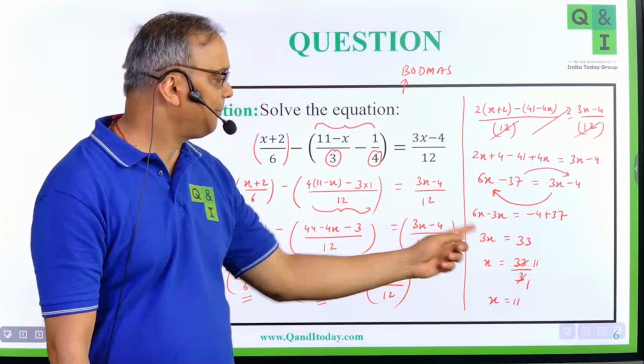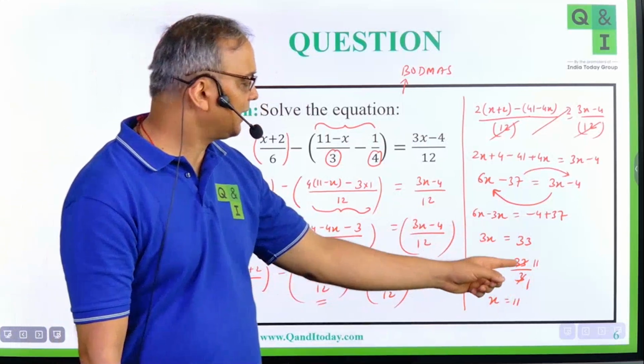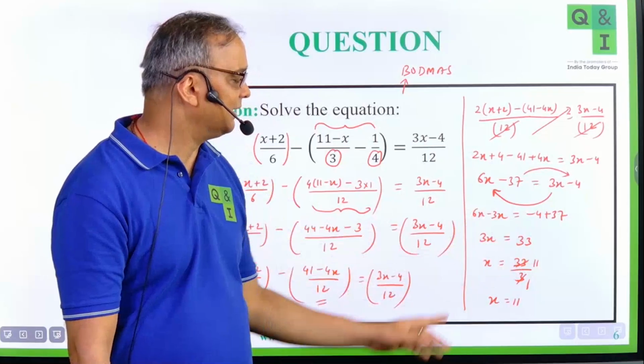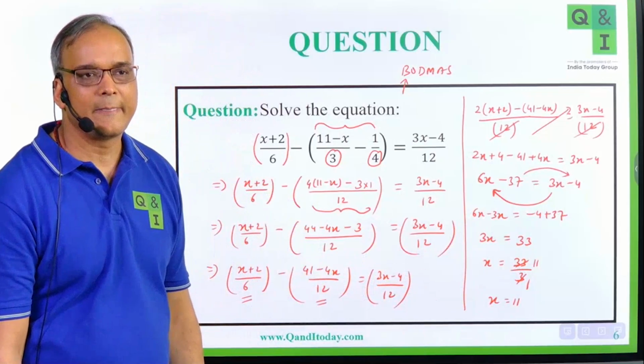Now 3 is multiplied with x. When you take it to the other side, it will get divided. So this will become 33 by 3, which is 11. So x is equal to 11 is the final answer of this question.